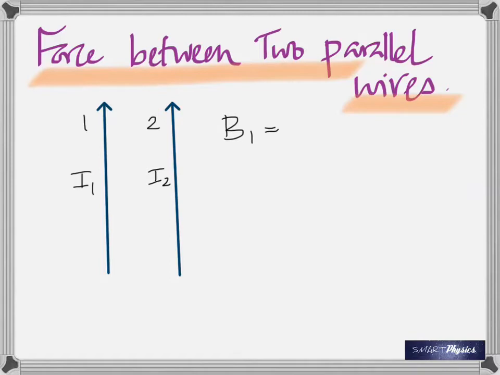B1 is the magnetic field. Does I1 produce a magnetic field? Yes. It produces a magnetic field all around it, right? Okay. So B1 is the magnetic field that is produced by this current I1 at the conductor 2.